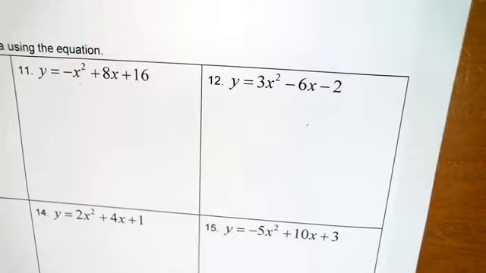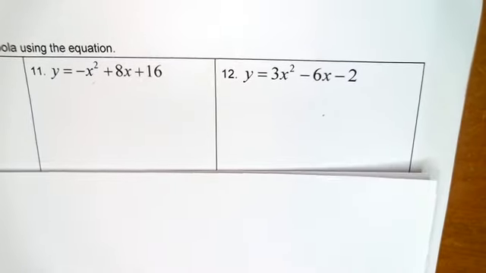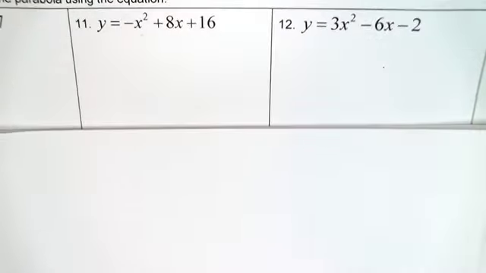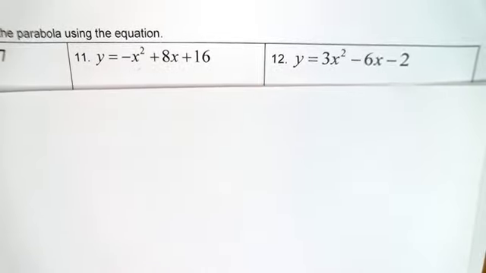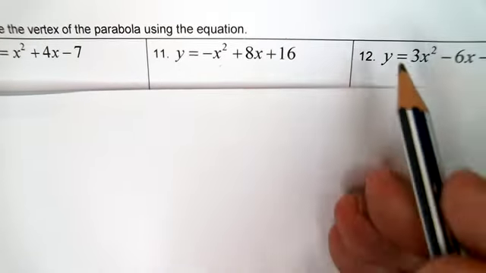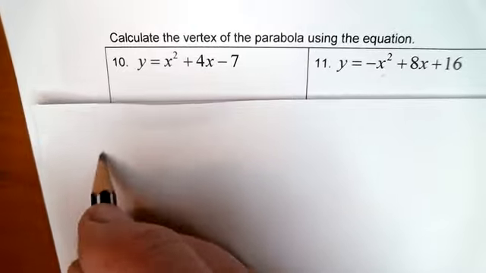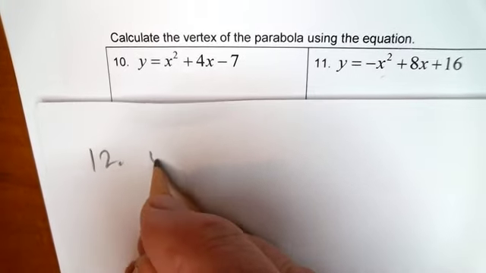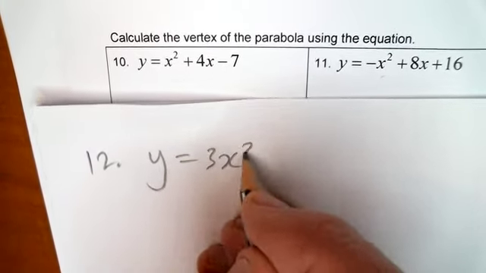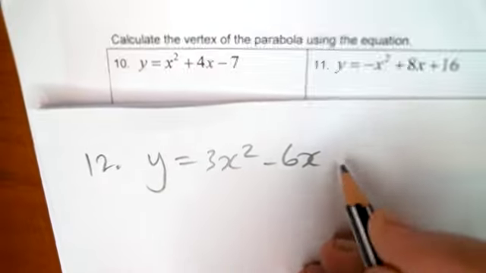Completing the square is a little bit of a task, especially for these folks with a coefficient. You've just got yourself an extra step to take here. So let's go ahead and do that. Here's my question 12. I'll write it over here. We've got y is equal to 3x squared minus 6x minus 2.